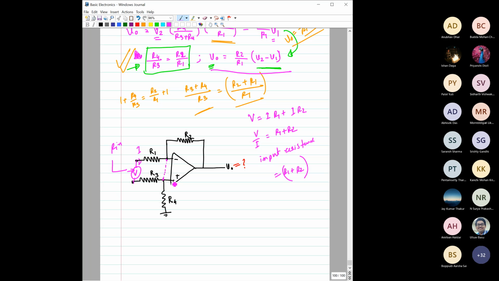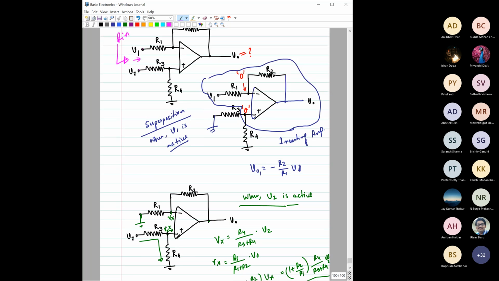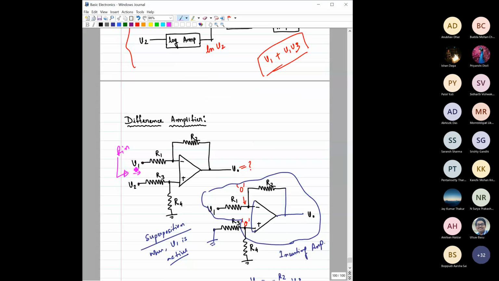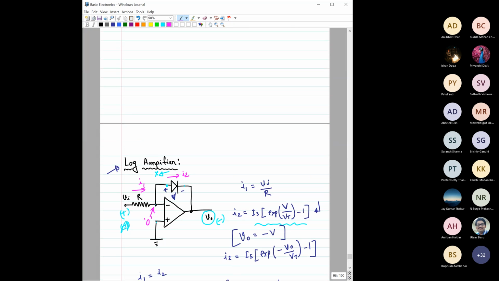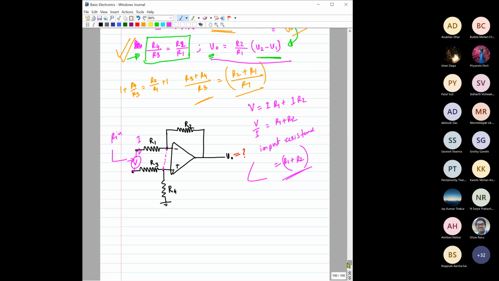And another point is that the input resistance for this type of amplifier is quite limited. It is R1 plus R2. Suppose you are connecting two voltage sources here, say V1 and V2, and the voltage sources have their internal resistances RS. Earlier, during our discussion of the buffer, we showed how this impedance loading effect can impact the voltage. A similar situation can also arise here.